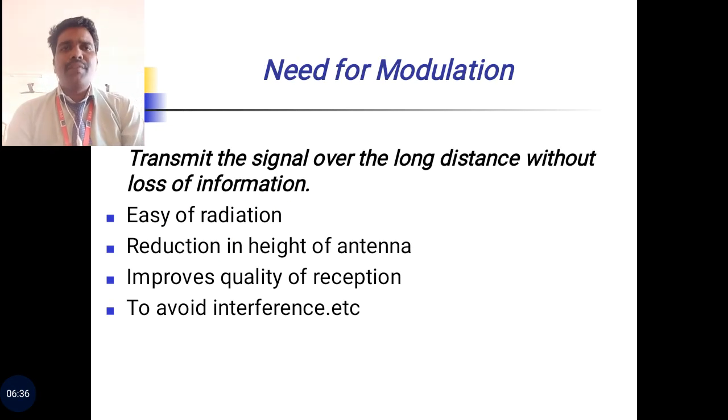Next, why do we go for modulation? What is the need for modulation? There are five major parameters. The first one is to transmit the signal over a long distance without loss of information. That is a major point. Others are ease of radiation, reduction in the height of the antenna, and improving the quality of reception to avoid interference. For these purposes we go for modulation. Without modulation, we can transmit and receive information only for short distance communication. With modulation, we can transmit and receive information for long distance communication. That is the major difference between with modulation and without modulation.